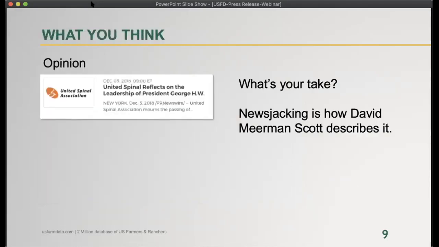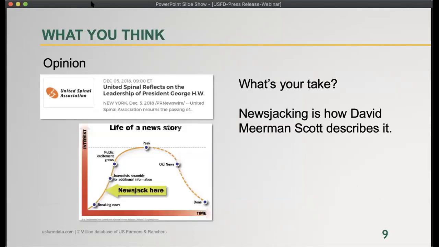The third one is an opinion piece, right? That's a thought leader's thoughts. And I don't know if you've heard of this term, newsjacking. David Meerman Scott, he's the one that gave it this term, talks about the life cycle of a story. If we look at interest on the y-axis and time on the x-axis, as stories start to build, they run through a life cycle: they get super popular and everybody's interested, and then pretty soon it's old news and then it's done. And so you can insert yourself into that.